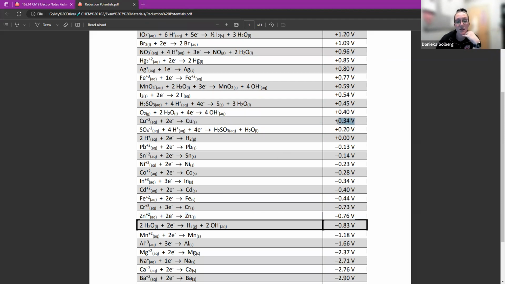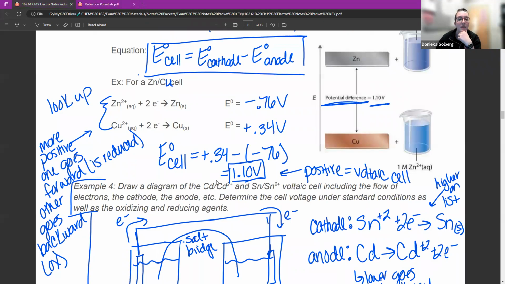The difference between these two values is how much voltage you are going to get from that spontaneous cell. So the difference between 0.34 and negative 0.76 is 1.10. And that is how we figured out the cell voltage.